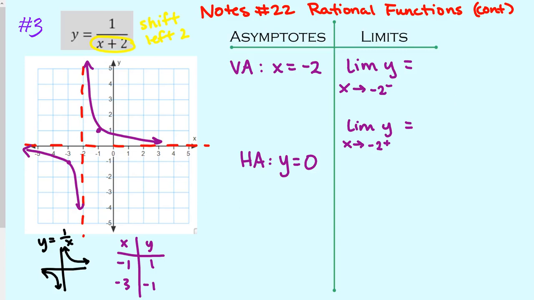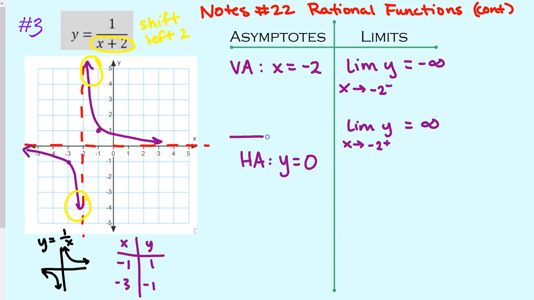Okay, so what is happening to the graph? As x approaches negative 2 from the left, the graph is going down toward negative infinity. And as x approaches negative 2 from the right, the graph is going up toward positive infinity.